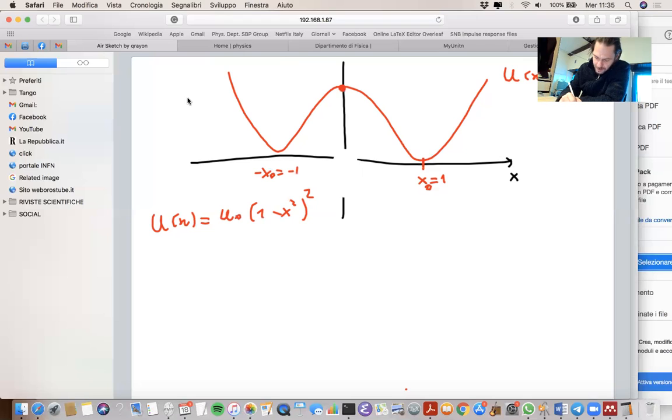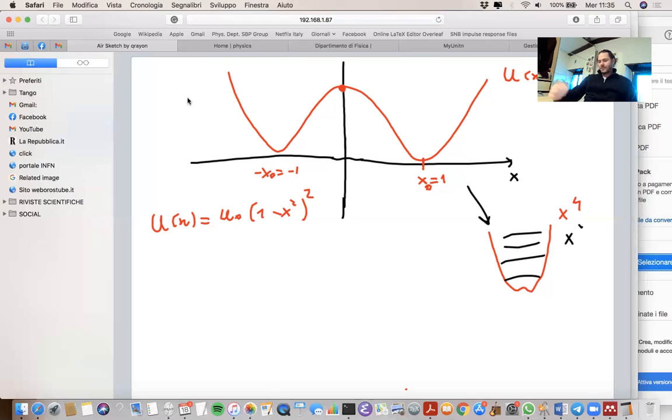Now, of course, this system has an infinite spectrum, because eventually, if I zoom out, this will become like a growing symmetric potential. If I look at this from far away, the dominant term will be x to the 4th. So it will have some infinite spectrum, which is not going to be the same as the harmonic oscillator, because the harmonic oscillator goes as x squared.